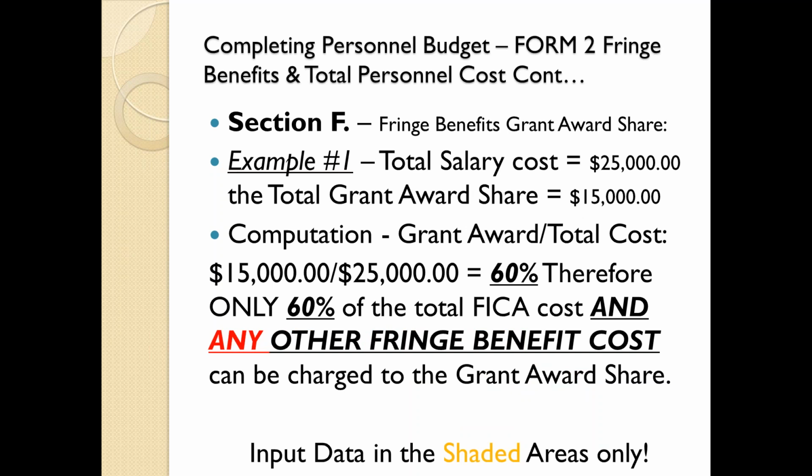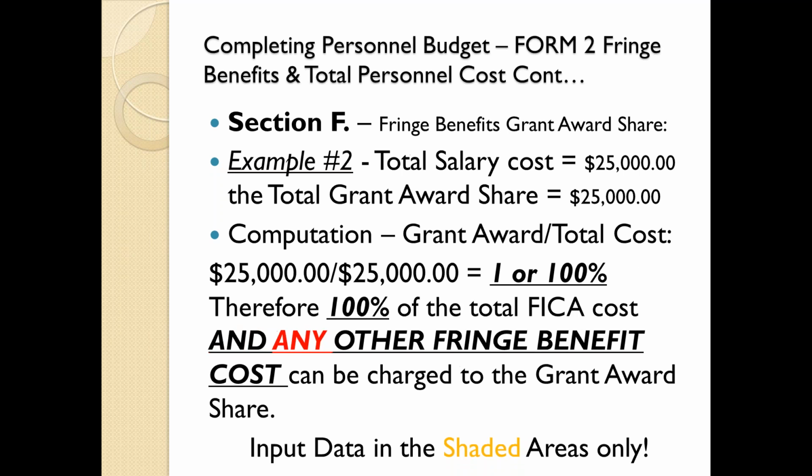And here we are, fringe benefits, where you can see 2 or 3 examples. We'll go through this one where we have a total cost of $25,000 and a total grant award share of that $25,000 at $15,000. So the computation of grant award share divided by the total cost would be $15,000 divided by $25,000, which equals 60%. Therefore, only 60% of the FICA cost and any other fringe benefits can be charged to our program. You have a couple of examples like that during the slides, but that's the proportional rule that you want to make sure you're following when you're budgeting fringe benefits.